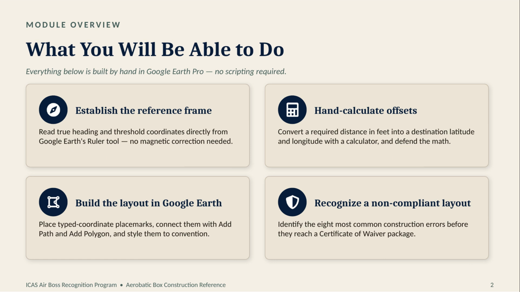Third, you will build the layout itself in Google Earth by placing typed coordinate placemarks, connecting them with the Add Path and Add Polygon tools, and styling everything to convention so the file reads cleanly. Fourth, and just as important, you will learn to recognize a non-compliant layout by identifying the 8 most common construction errors, catching them yourself before they ever reach a Certificate of Waiver package and come back with a rejection. The next several slides build these skills in order, starting with the reference frame.